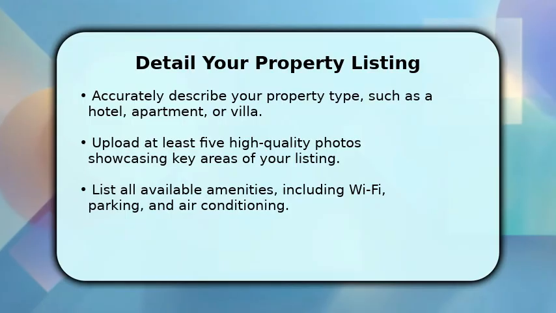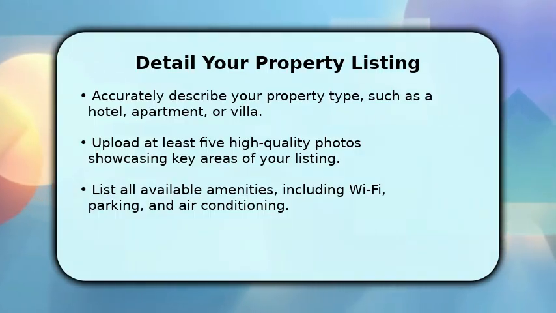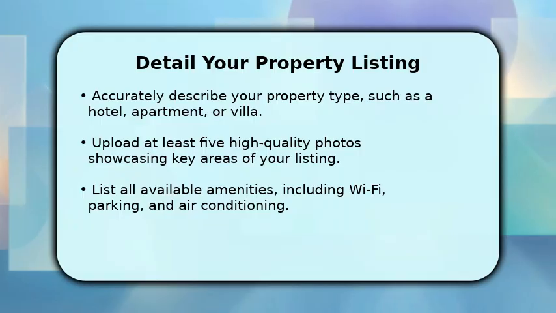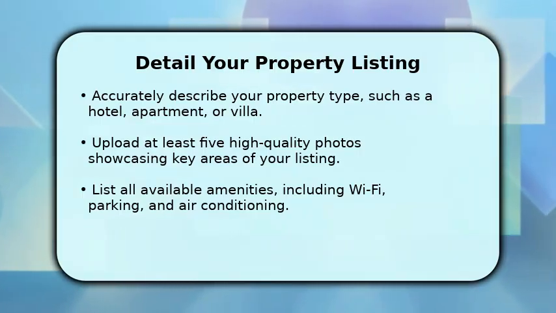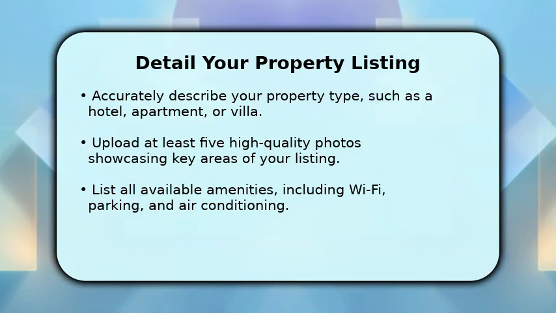Now it's time to make your property shine. Clearly describe your listing, whether it's a cozy apartment, a spacious villa, or a charming hotel. High-quality photos are crucial. Aim for at least 5 clear images highlighting different aspects of your space. Don't forget to list all the amenities guests will appreciate, like free Wi-Fi, convenient parking, or a refreshing swimming pool. Detailed information helps potential guests envision their stay and makes your listing more appealing.